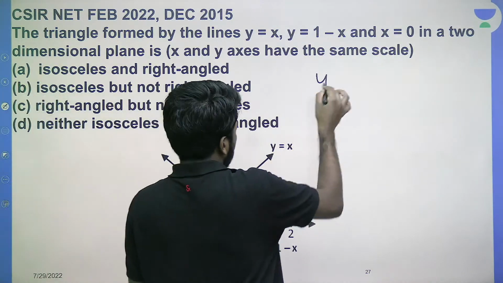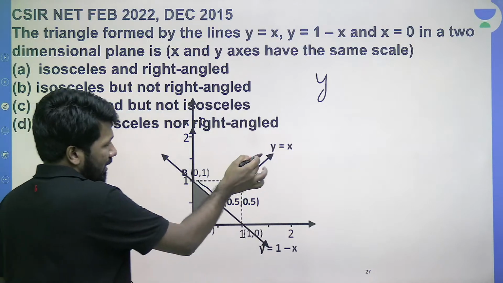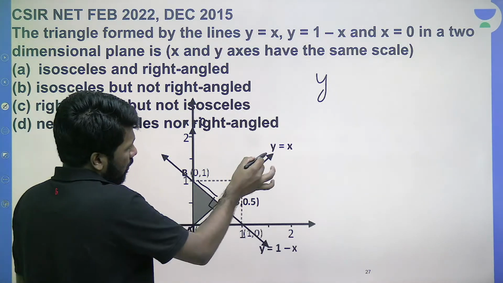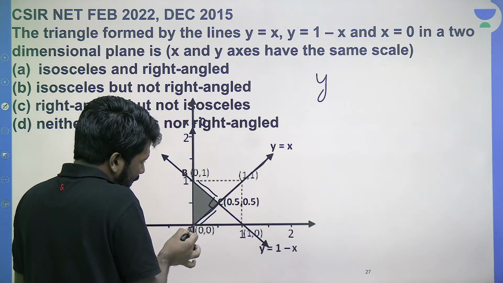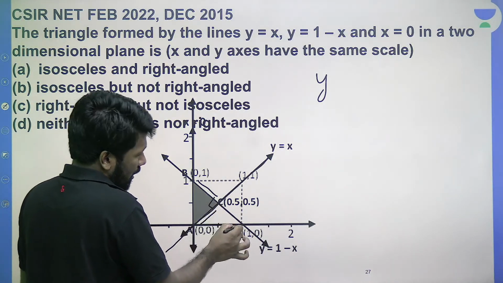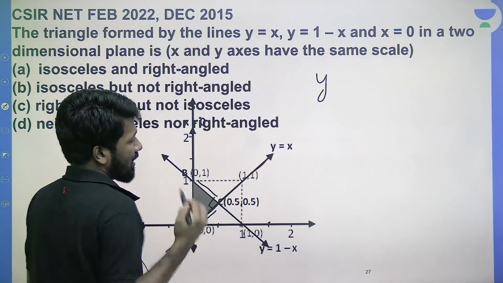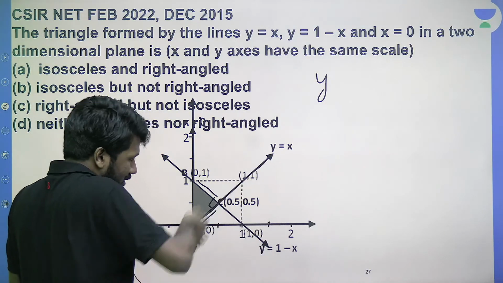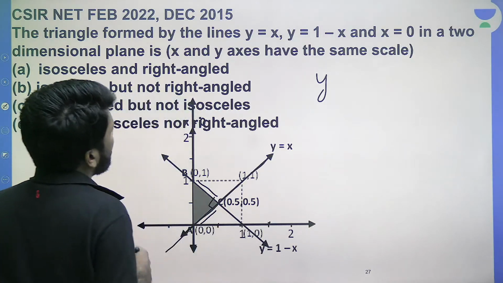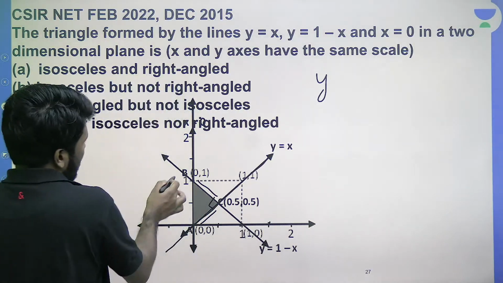Y is equal to x, you should understand. That are some things that you can remember. Y is equal to x means it is a 45-degree angle line like this. X and y are same. X1 है तो y1, x2 है तो y2, x3 है तो y3. That itself is enough to say that that is a straight line like this. And then y is equal to 1 minus x will be like this.